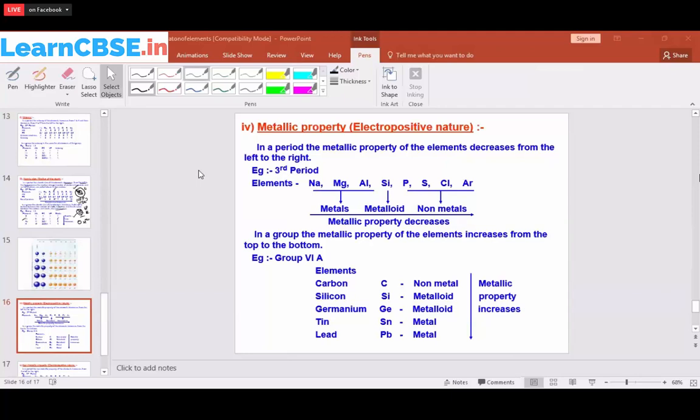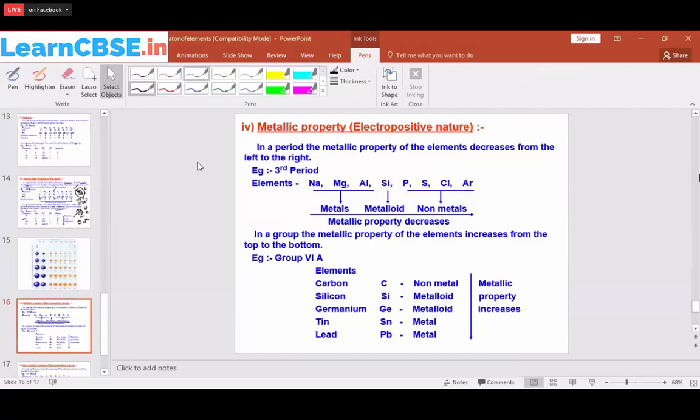Here sodium, magnesium, aluminium are the metals. Silicon is the metalloid. What is meant by metalloid? It is the transition from metals to non-metals, so it shows metallic as well as non-metallic character. That's why we call it a metalloid. Then after silicon, phosphorus, sulfur, chlorine, argon, all of those we call non-metals.